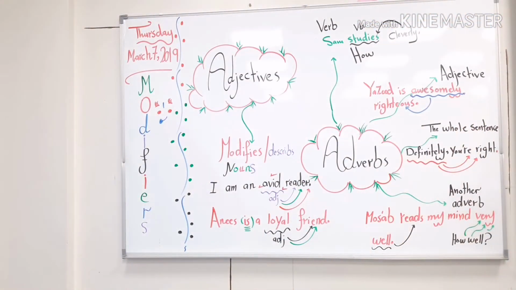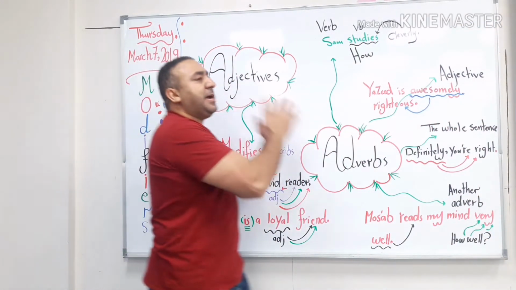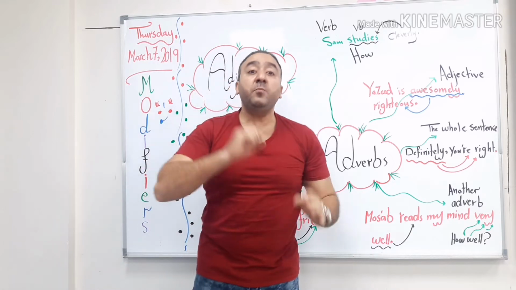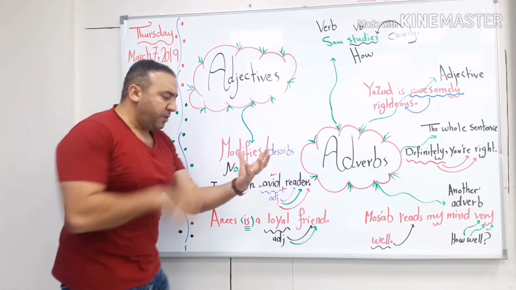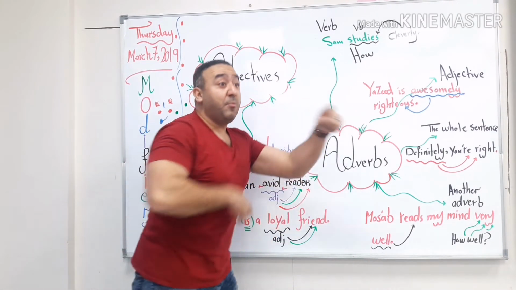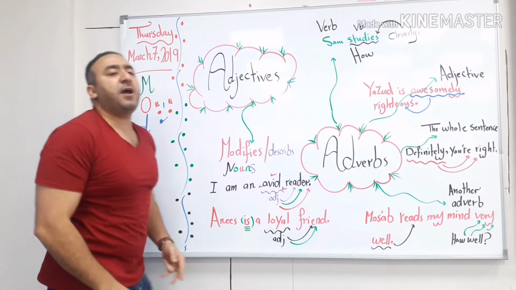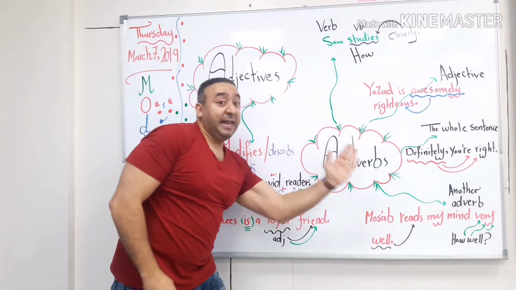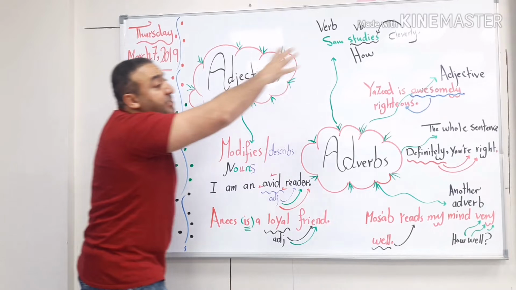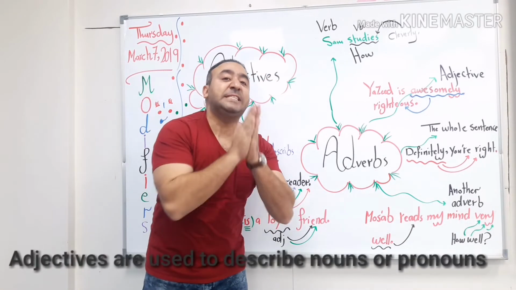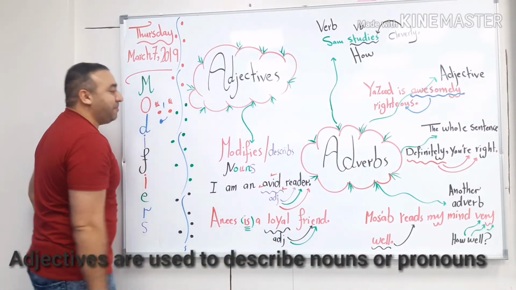Okay, guys. Today's lesson is about modifiers, one of the most important lessons we have to bear in mind all the time when we want to write and improve our writing skill. The modifier is a word that describes another word. It's a word that modifies, clarifies, or describes another word. And the most common modifiers in English are adjectives and adverbs. Now, adjectives in general are those words that describe nouns. Adjectives describe nouns.